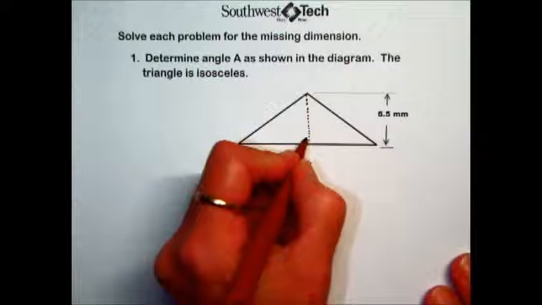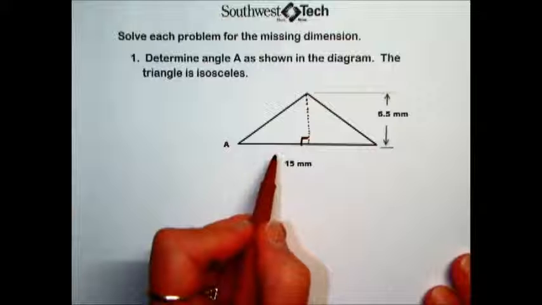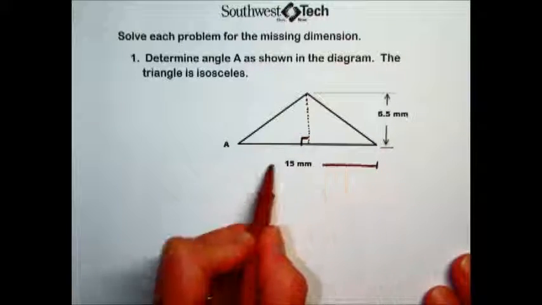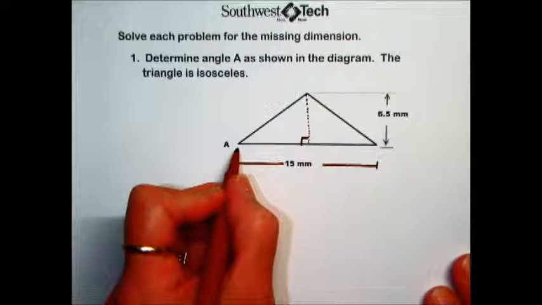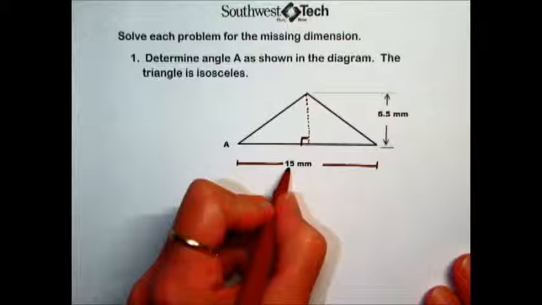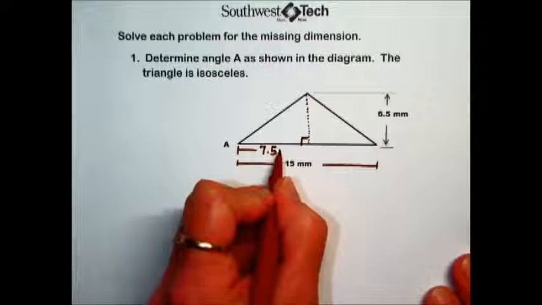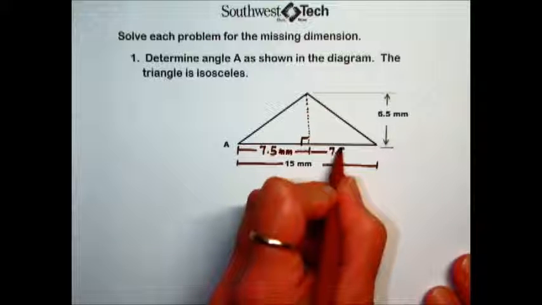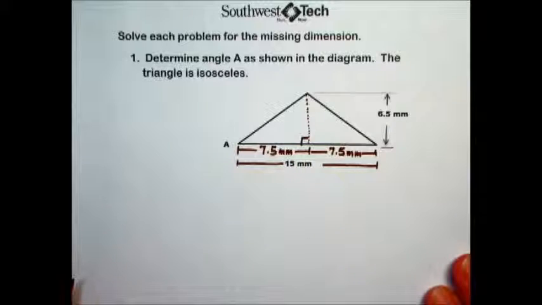This will create two identical right triangles. Note that the altitude is bisecting this 15 millimeter opposite side length here. And if it's bisecting it, it's cutting it into two equal lengths. 15 divided by 2 is going to give us a dimension of 7.5 millimeters for both sides of the altitude intersecting this opposite side from the vertex it was drawn from.